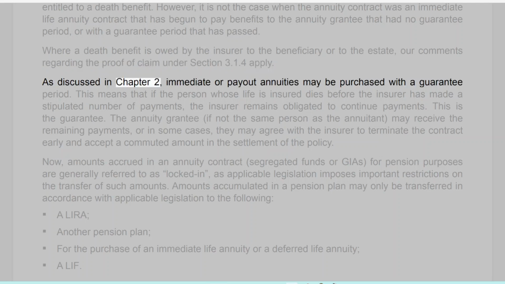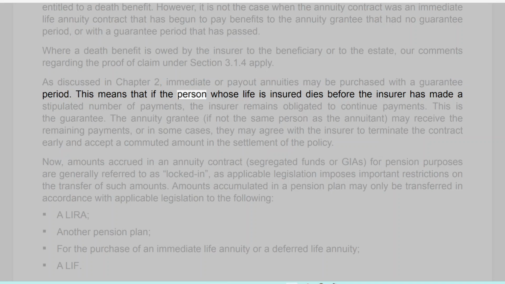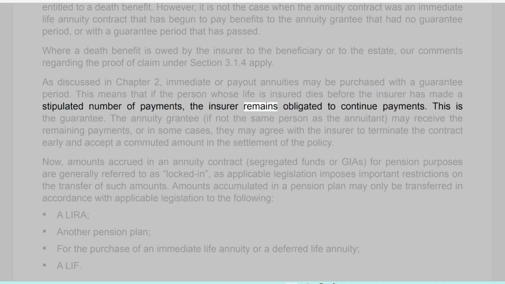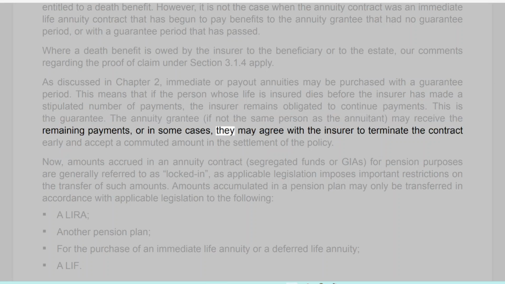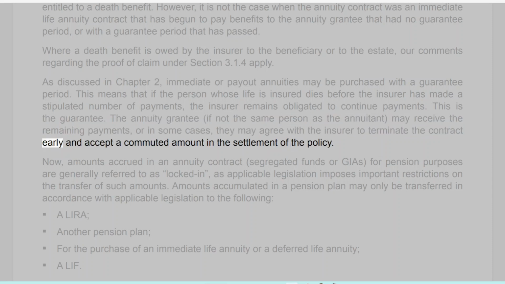As discussed in Chapter 2, immediate or payout annuities may be purchased with a guarantee period. This means that if the person whose life is insured dies before the insurer has made a stipulated number of payments, the insurer remains obligated to continue payments. This is the guarantee. The annuity grantee, if not the same person as the annuitant, may receive the remaining payments, or in some cases, they may agree with the insurer to terminate the contract early and accept a commuted amount in the settlement of the policy.